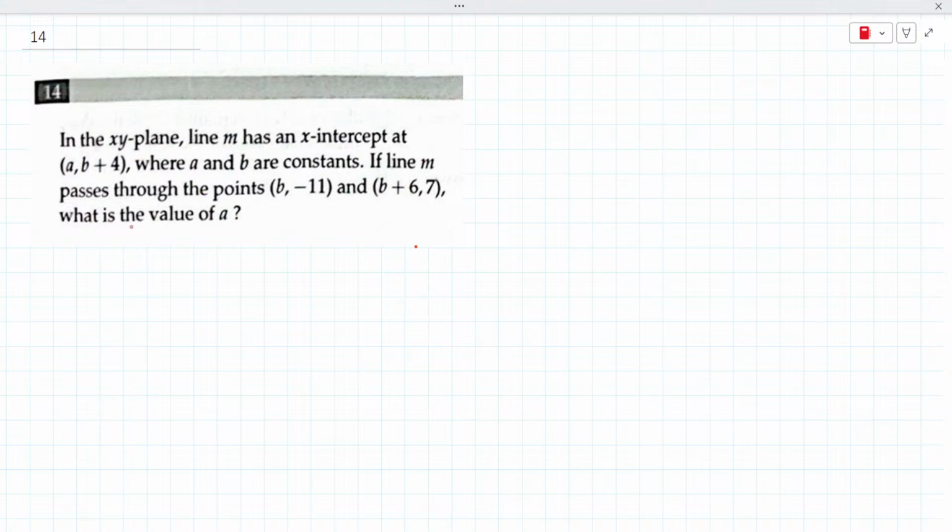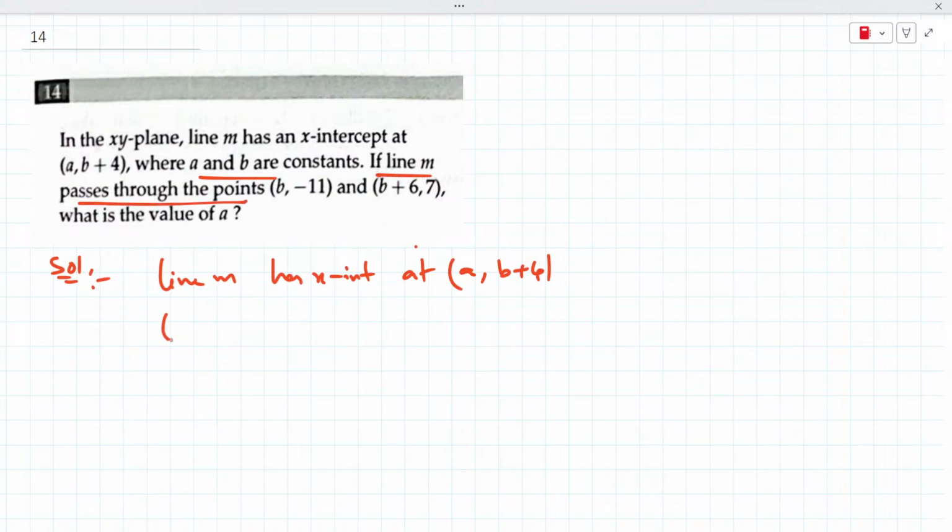Let's see what they've given in question 14. In the xy plane, line M has x-intercept at (a, b plus 4), where a and b are constants. Line M, the same line, passes through (b, negative 11) and (b plus 6, 7). It is passing through two points. What is the value of a? We need to find the value of a.